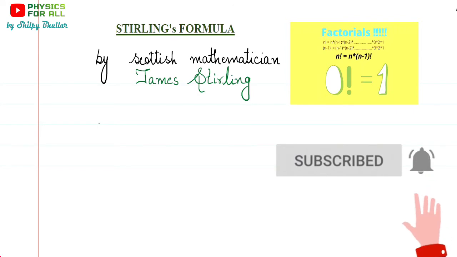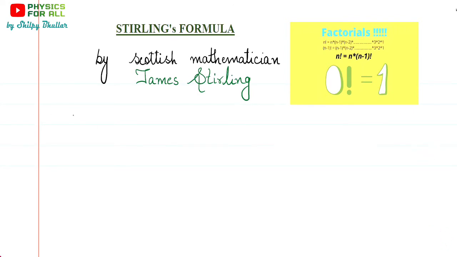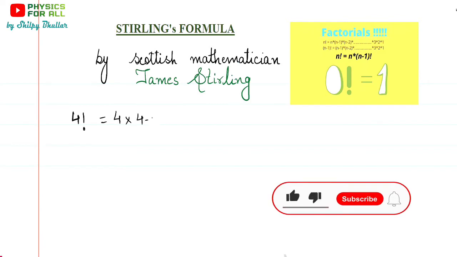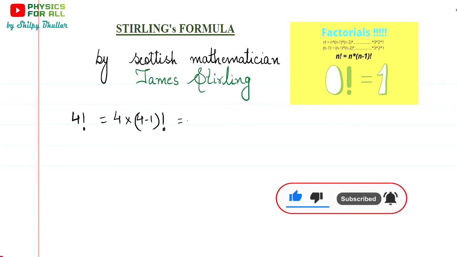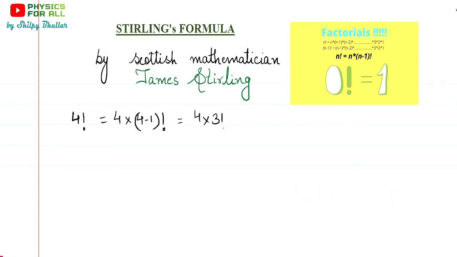Now you know how to find the factorial. Suppose we have a number 4 and we have to find its factorial. How do we do that? First, we take 4 and then we multiply it with the number obtained by subtracting 1 from the given number. So what is 4 minus 1? We have to find its factorial again. So basically this is 4 into 3 factorial.